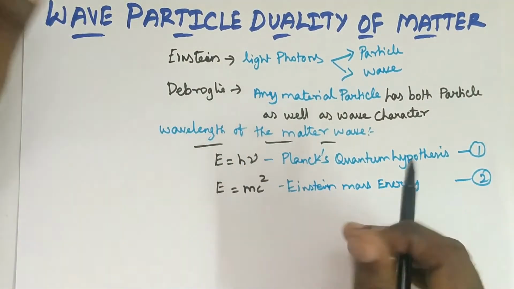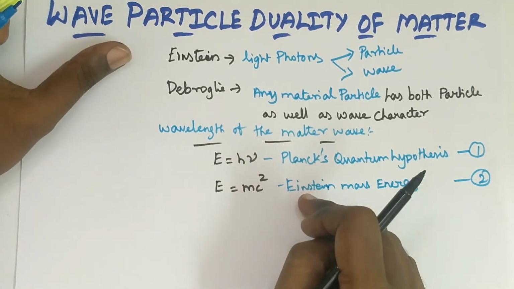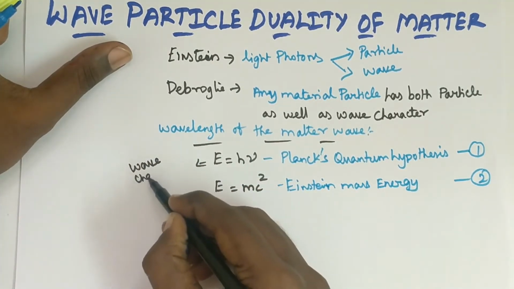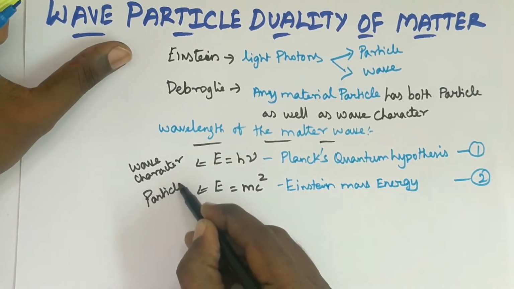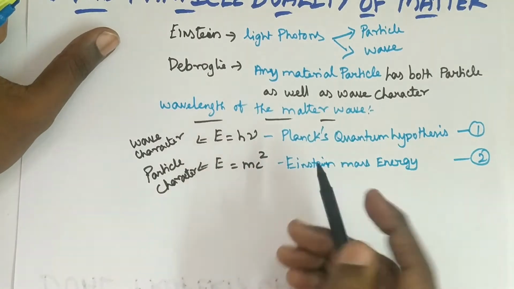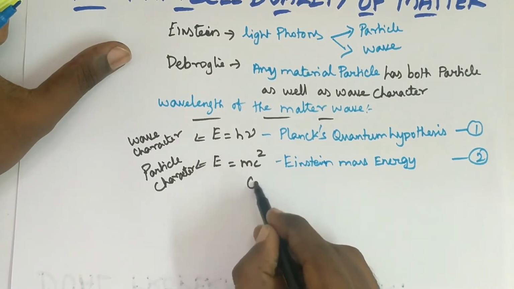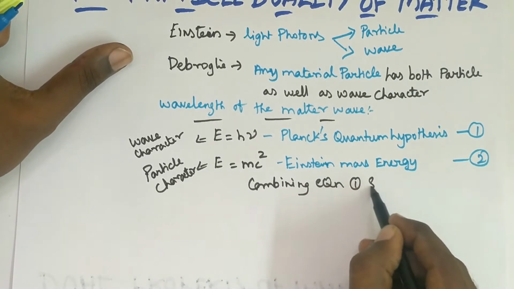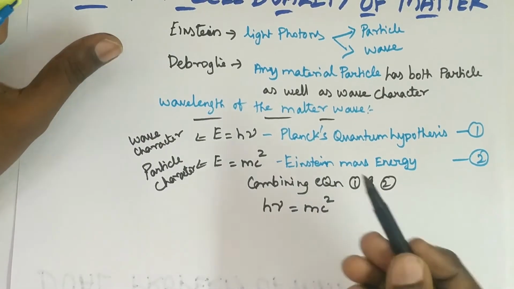Of these, one represents wave character and one represents particle nature. Planck's equation represents wave character, and Einstein's represents particle character. By combining these two equations, we determine the wavelength of the matter wave. Combining equation 1 and 2, we get h nu is equal to mc square.